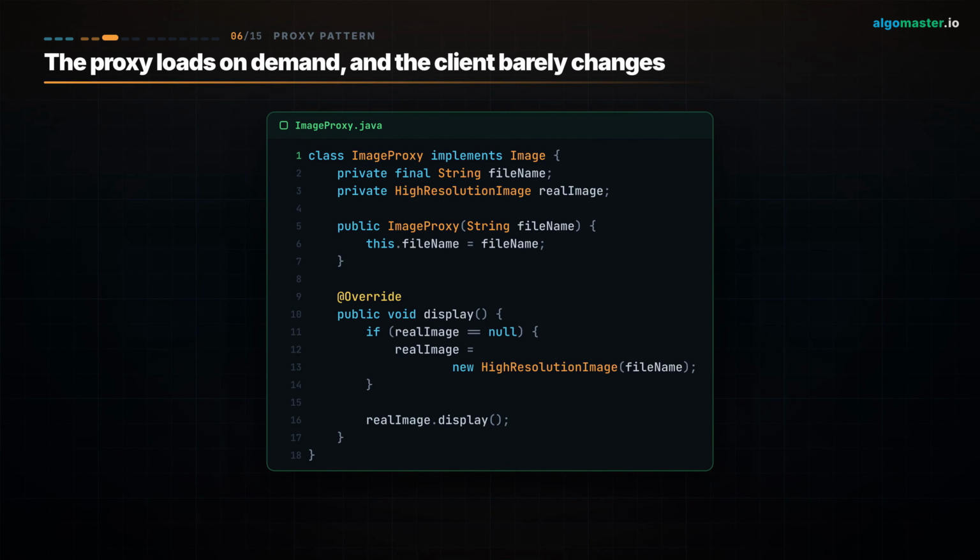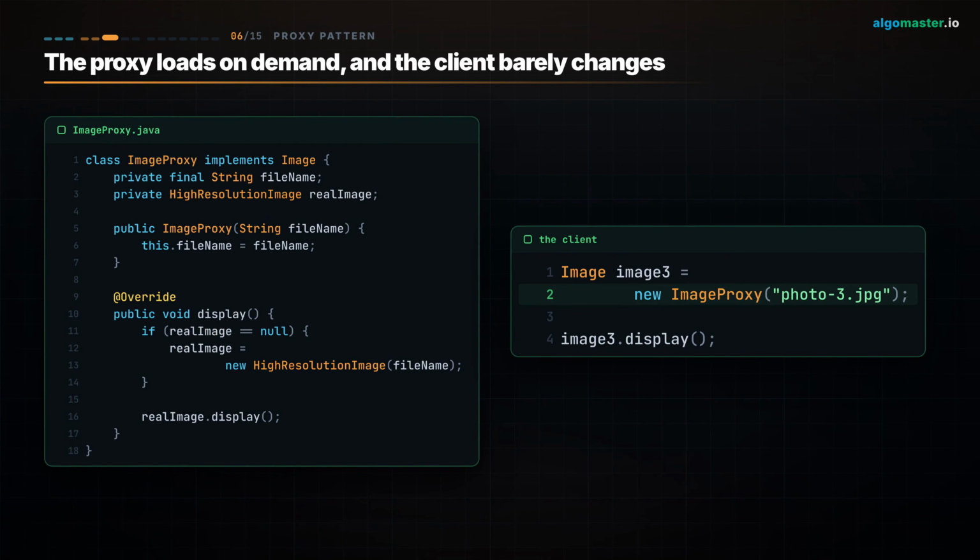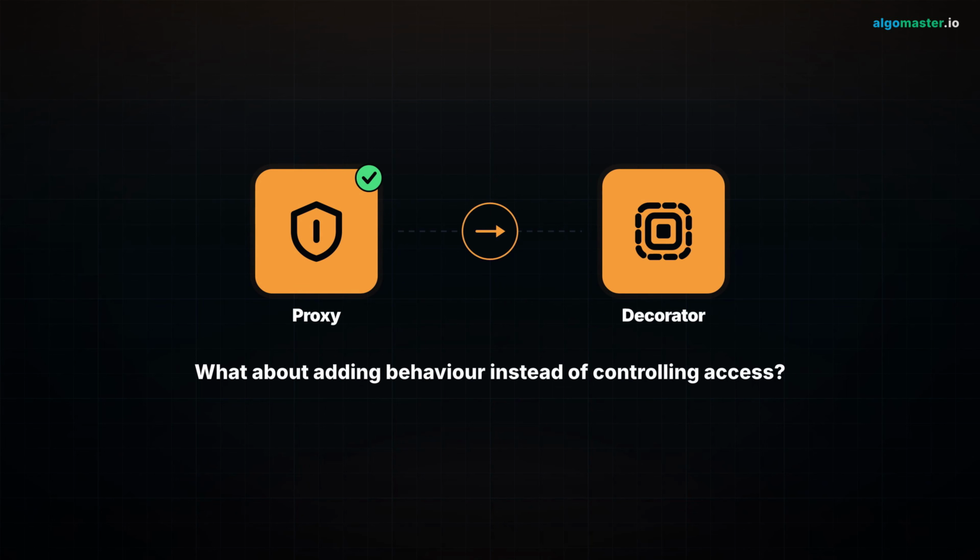We create a proxy class called image proxy. It wraps the high-resolution image class and it starts as a lightweight object. It creates and loads the real image only when the display method is called. The client now uses the proxy class instead of the original high-resolution image class. Most of the client code stays the same since both the proxy and the original object implement the same interface. Proxy controls access, while the next pattern, Decorator, adds new behavior to an object.